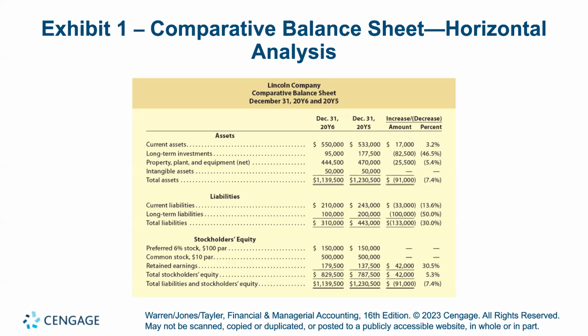So let's look at this, guys. Their current assets are up $17,000. Their long-term investments are down 82.5. Their property, plant, and equipment are down 25.5. Their intangible assets, if you remember, that's things like copyrights and patents, those are unchanged. So overall, this company has $91,000 less assets, or 7.4% less assets than it did the previous year.